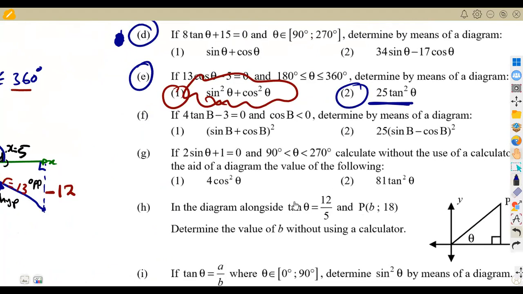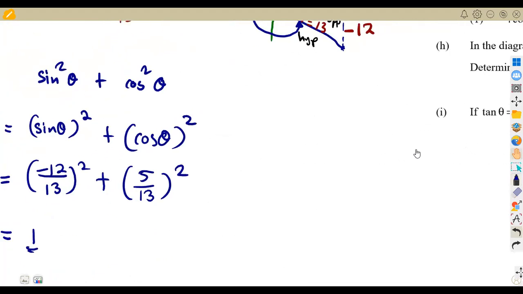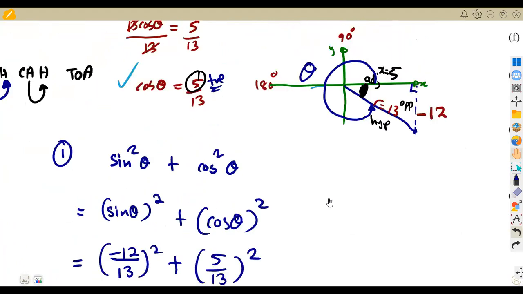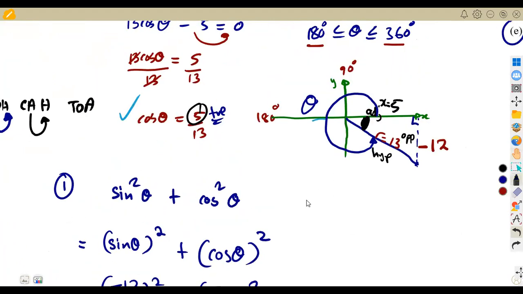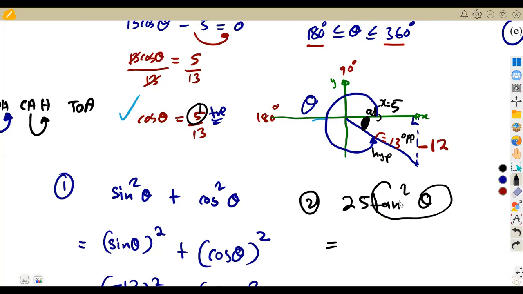25 tan squared theta. All right, so we've got 25 tan squared theta in that case. All right, so let us see what you're gonna have here. 25 tan squared theta. So like I said, the squared there means we've got the tan of theta squared. All right, so it means we've got 25 multiplied to the tan of theta being squared like that.